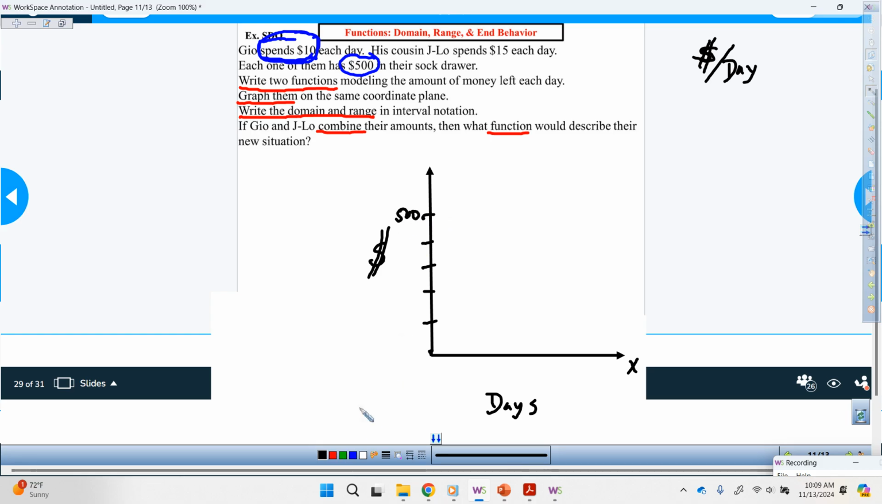Okay. So, after 0 days, how much does Gio have? Let's start with Gio. How much does he have right now without spending anything? So we start here, 500. After 1 day, tell your neighbor how much money does Gio have? All right. Edwin, how much?